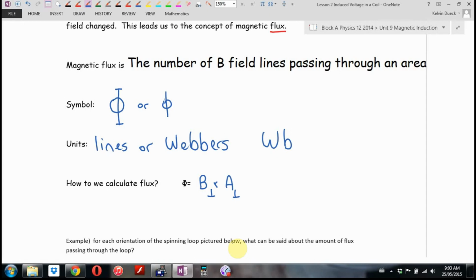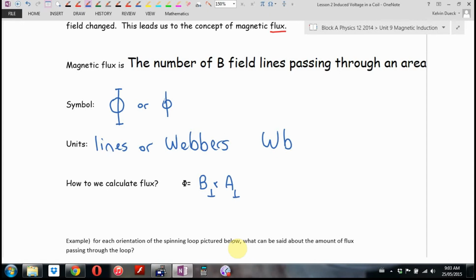How do you make the magnetic field stronger? If you get closer, watch. What do you notice about the shadow? What do you notice about the number of light lines going through it? More. So one way to increase flux is to move closer to a magnet. The other way, and I can't demonstrate that, would be to put a larger bulb.